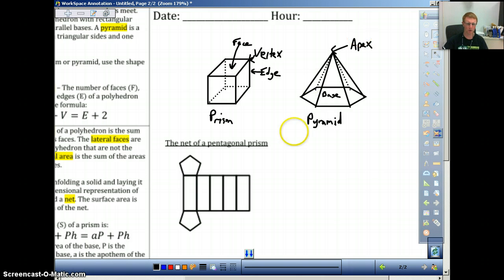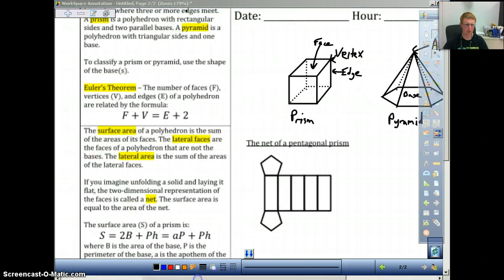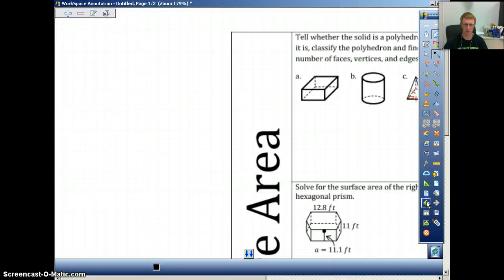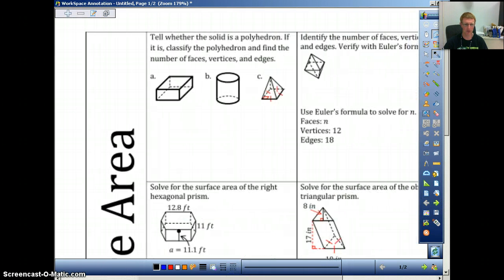So now we're going to talk about this formula right here. F represents faces, V represents vertices, okay? And E represents edges. And vertices is the same thing as a vertex. So this is what the formula says: the number of faces plus the number of vertices is going to be equal to edges plus 2. And we are going to use that. So make sure that we can identify these. We're going to run right into these problems here, and let's just answer these questions.